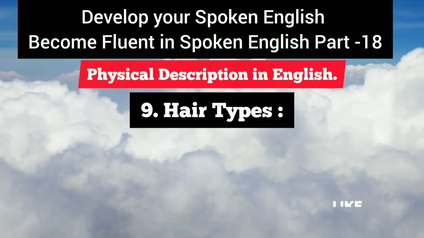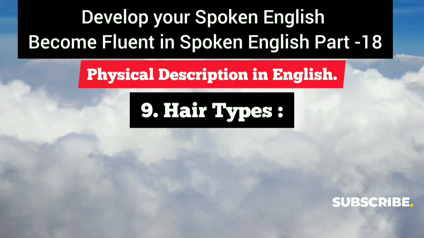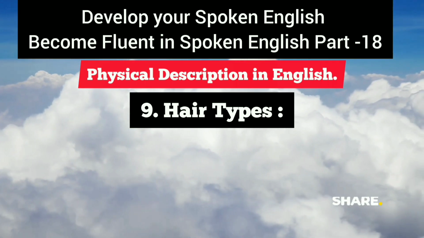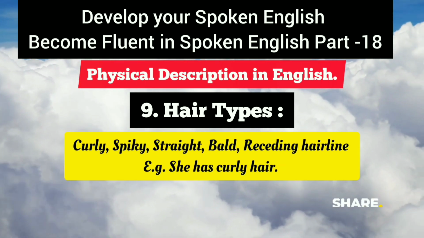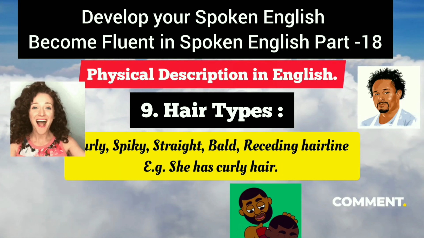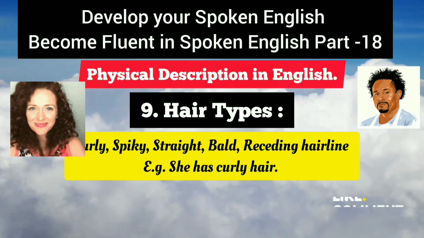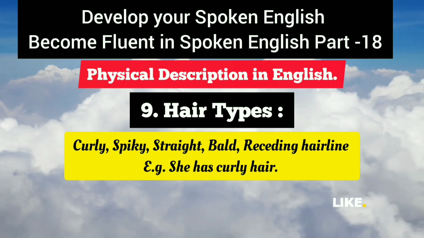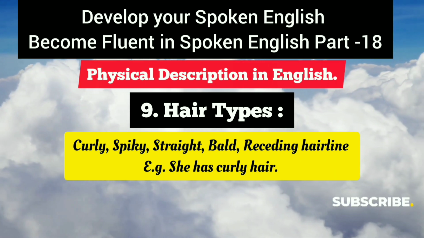As you see, the ninth one is that you also have to describe hair types. There are different types, as you see on your screen: curly, spiky, straight. Someone can have curly hair, or spiky hair, or straight hair. He has curly hair, you can say he has spiky hair.